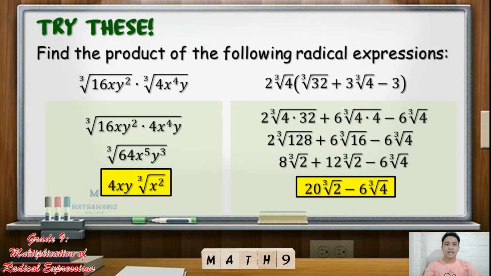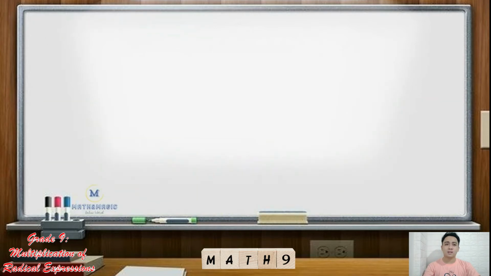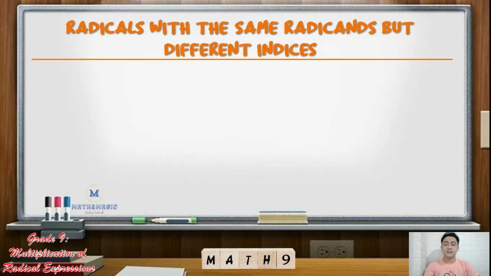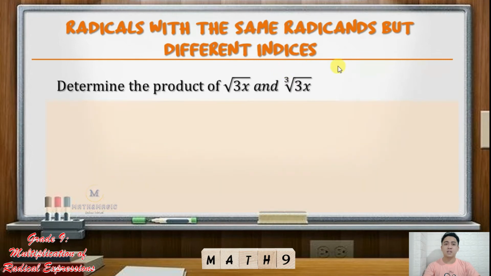After multiplying radical expressions with the same indices, we will now proceed to multiplying radical expressions with the same radicand but different indices. To multiply radicals of different indices, it is necessary to change them into equivalent radicals with the same index. This can be done by rewriting the radicals into fractional exponent form.